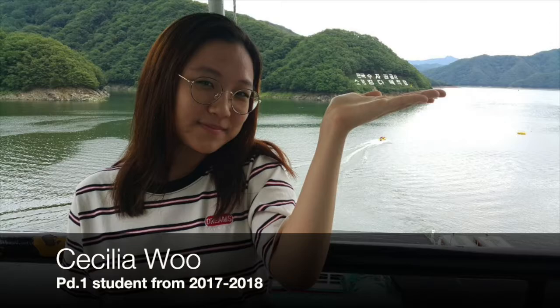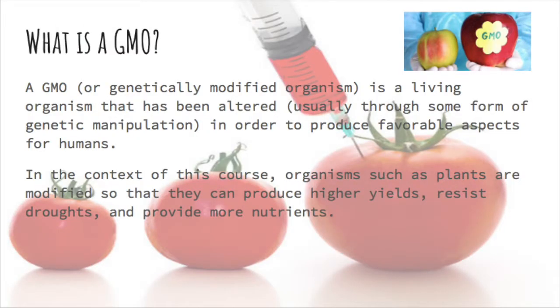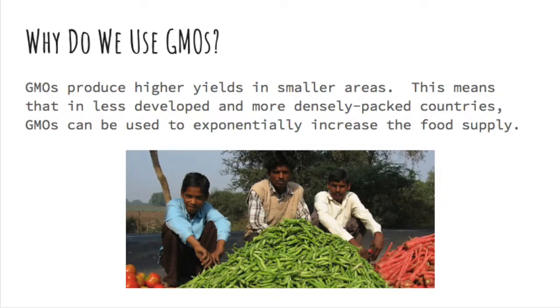This is GMOs. GMO stands for Genetically Modified Organism. A GMO is an organism that is modified through gene transmission in order to achieve some desirable trait, such as drought resistance or higher yields. In the context of this course, you will mainly be looking at how crops are affected through genetic modification.